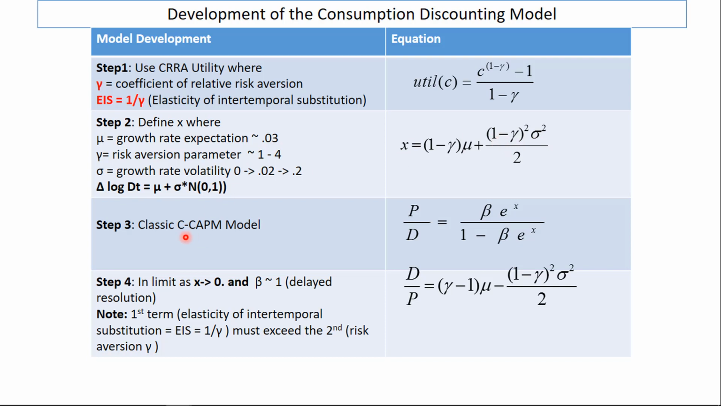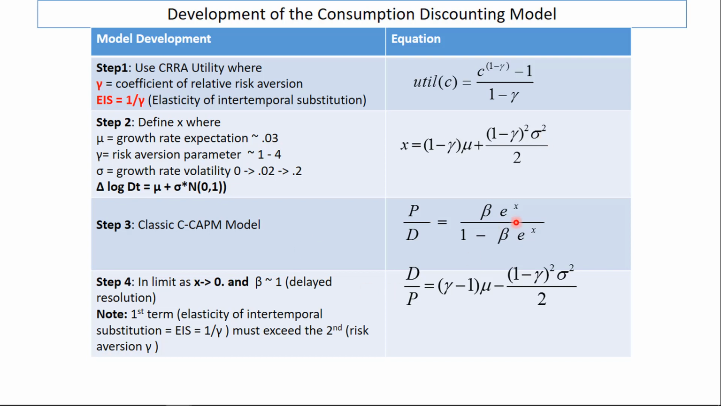And you can then derive, it's not so difficult, this is a classic model. It's not difficult to show that the price to dividend ratio is then beta e to the x divided by 1 minus beta e to the x. And this is the classic CCAM dividend pricing model. What I'm going to do is just note that in the limit as x goes to 0, you can see x is very small, at least the first term. Mu is about 0.03. Sigma, even if you take typical volatility numbers, this term is also very, very small.